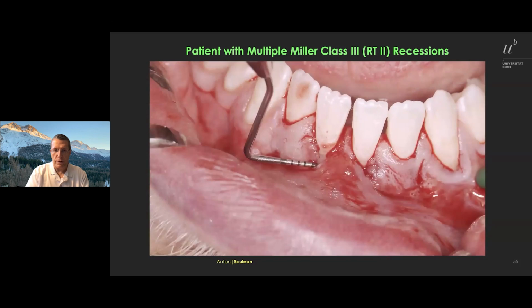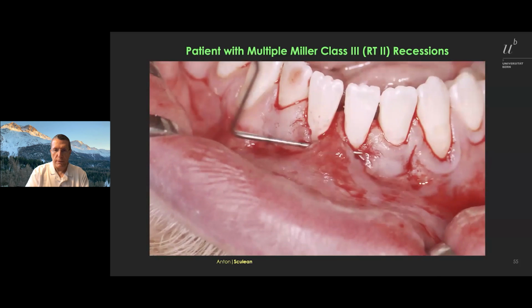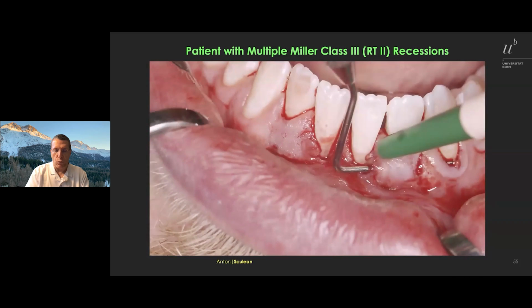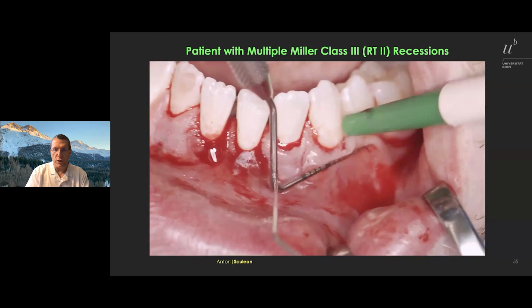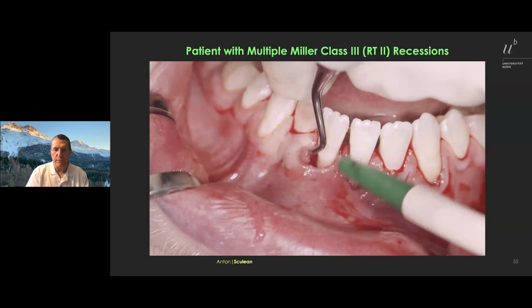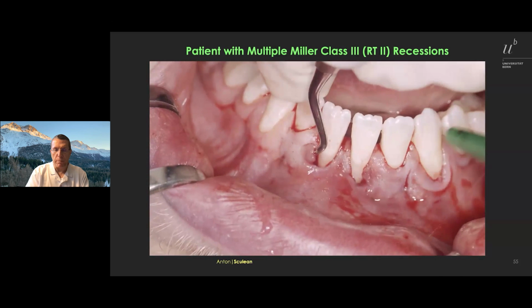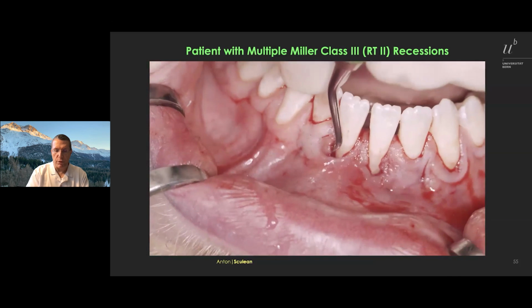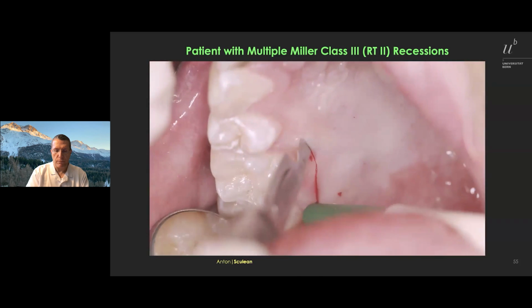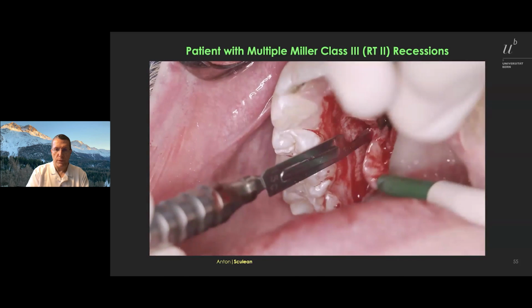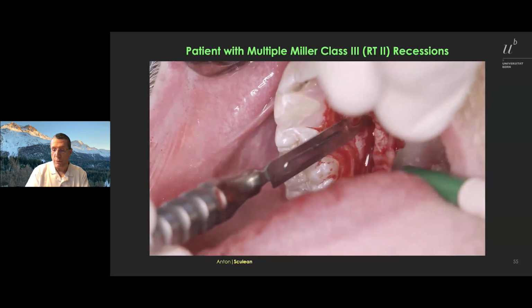Another tunnel is quite mobile. And now you will see how we move forward. This is very important to check with the curette. Then I harvest the connective tissue graft from the palate.